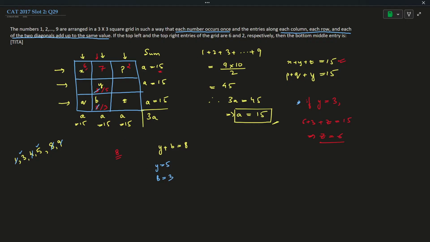This is also gone. I need the bottom middle entry, guys. This is the middle one, b. B is the bottom middle, so b equal to 3. I am not finding out the remaining. The question is to find the bottom middle entry. So I need to find b, and b is 3. So the correct answer will be 3, guys.